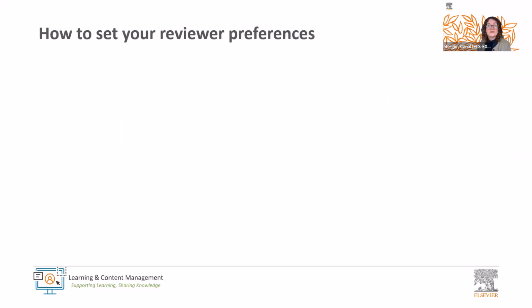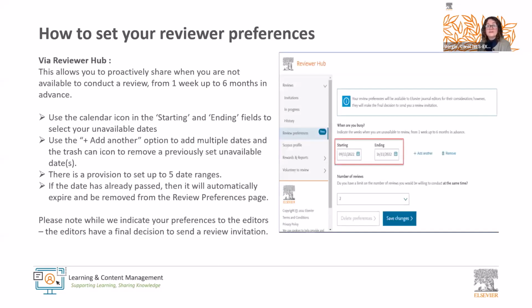And next, I wanted to talk about how to set your reviewer preferences. So you can do this via the Reviewer Hub. The link to the Reviewer Hub will also be posted in the chat section for you shortly. And this allows you to proactively share when you are not available to review. And you can do this anything from 1 week up to 6 months in advance. So if you're going to be taking a leave of absence or holiday or something like that when you're not available to review, then it's very useful to update that information there. So the steps here are listed in how you can actually do that.